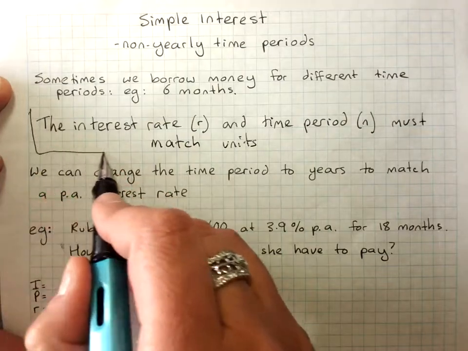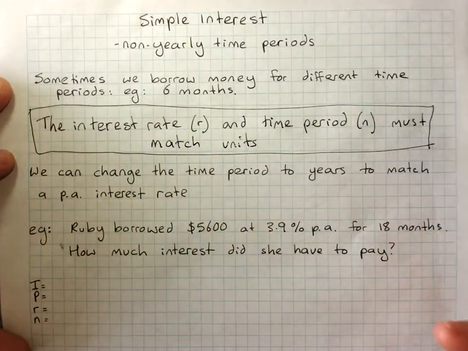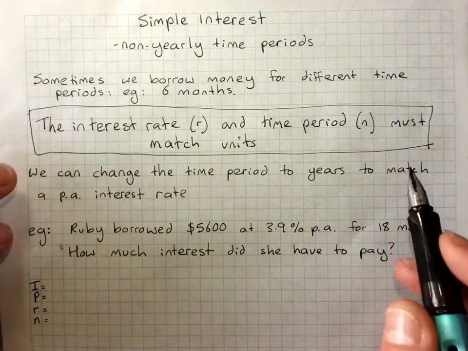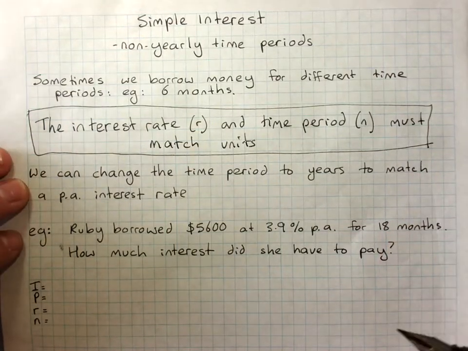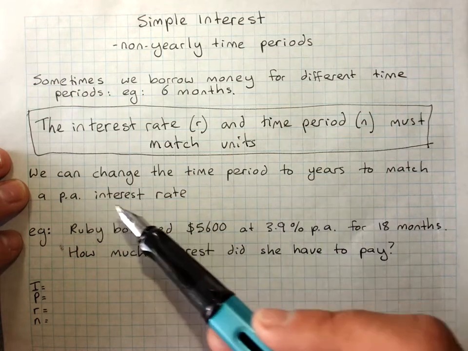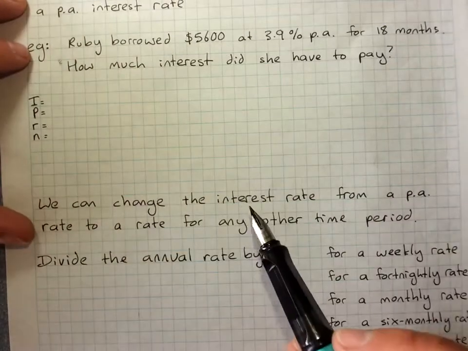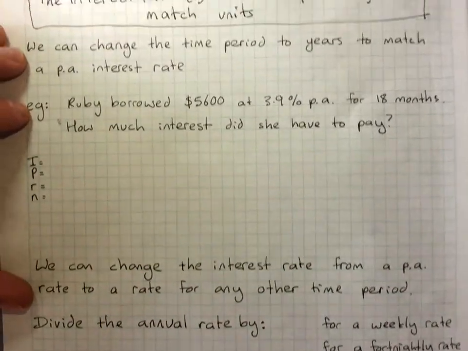So their units have to match. For example, they both need to be in years or both need to be in months. So our options when they don't match are we can change the time period to years to match the yearly interest rate, or we can change the interest rate to a rate for any other time period.